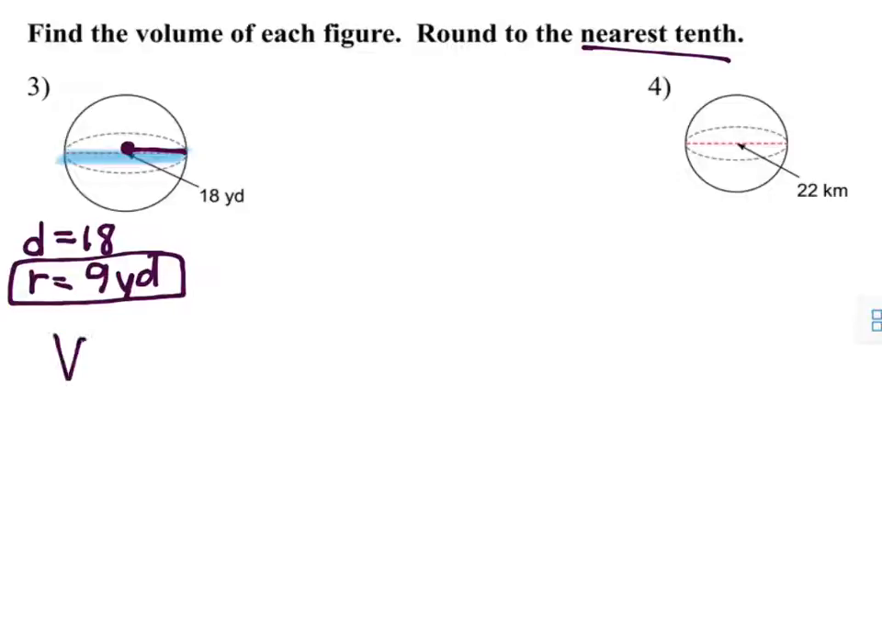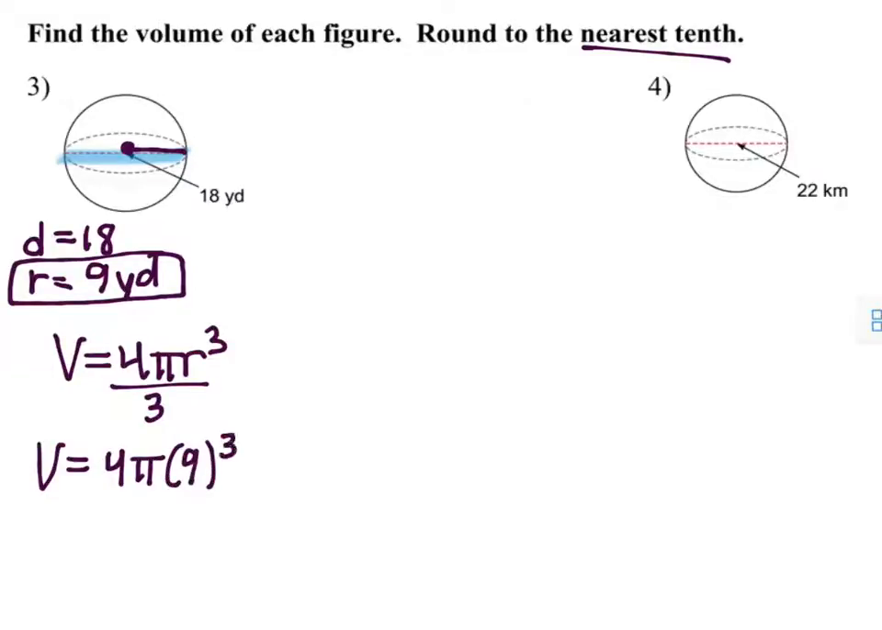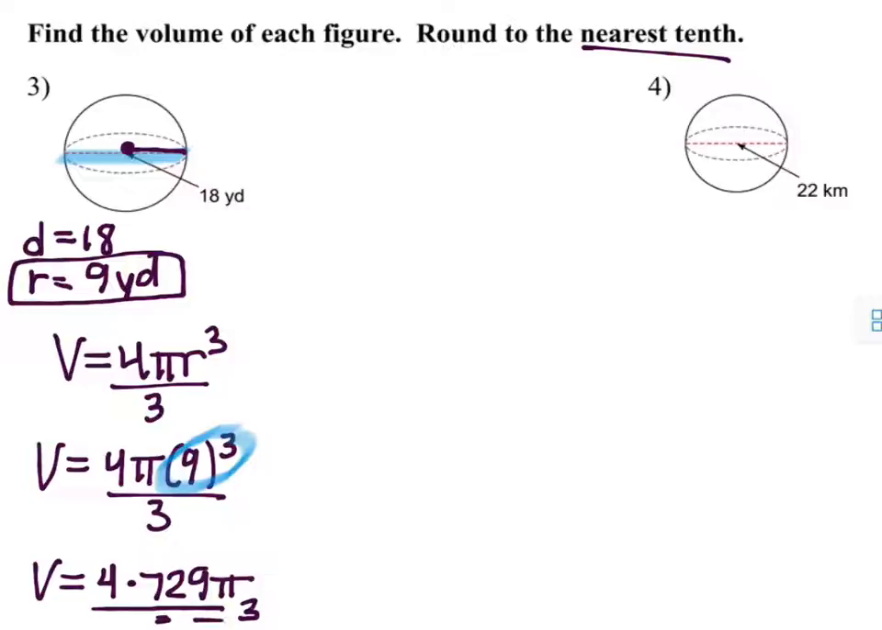So let's write down our formula. Volume equals 4 pi r cubed divided by 3. Plug in our 9 cubed divided by 3. So we are going to work with this. You need to do your 9 cubed first. That's what order of operations tells us to do. So we get volume equals 4 times 729 pi, all divided by 3. Oops, ran out of space there.